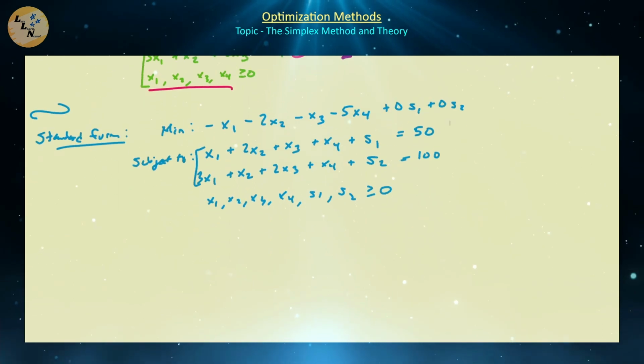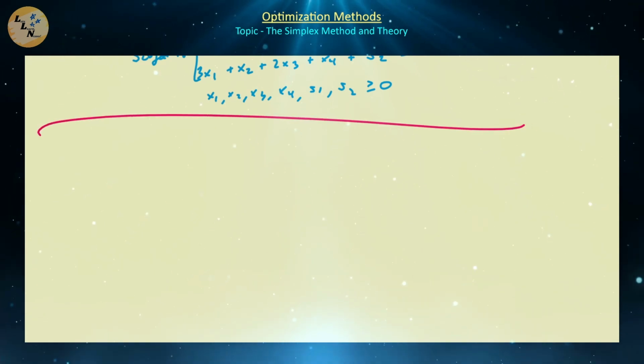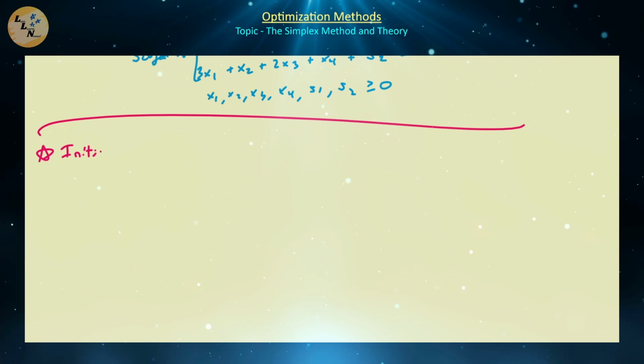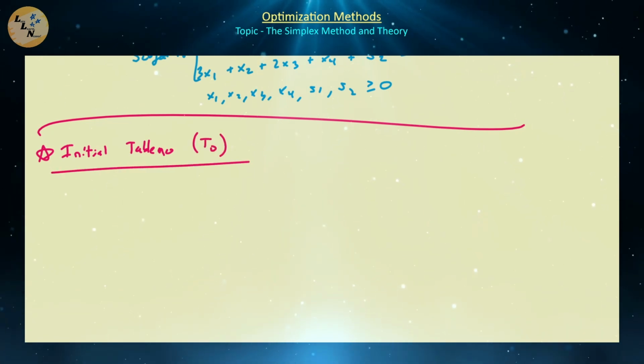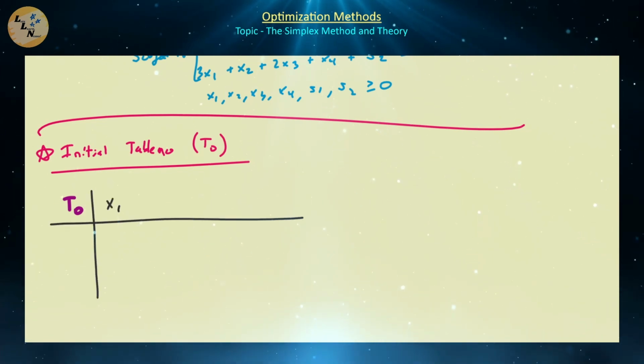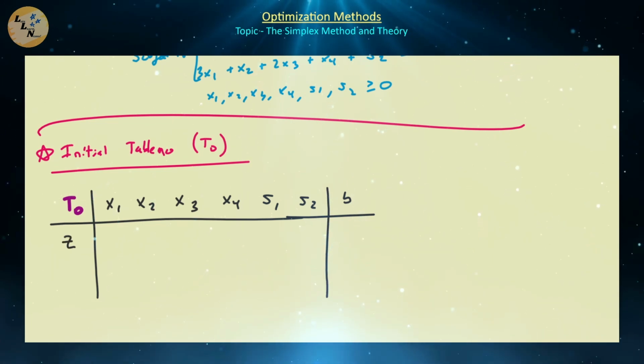So once we have our linear program placed in standard form, then we can create what we call the initial tableau for the simplex method. The initial tableau, which I'm just going to abbreviate as T sub 0, is given to be the following. We have our variables x1, x2, x3, x4, s1, s2, and then we have our constants b, and then we have our objective function in minimization form with -1, -2, -1, -5, 0, 0, and initialization at 0.